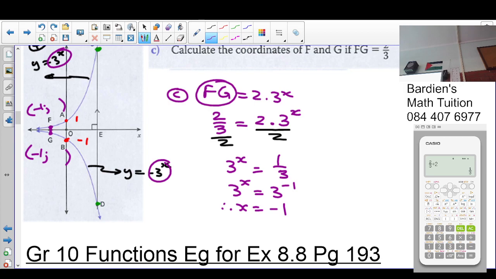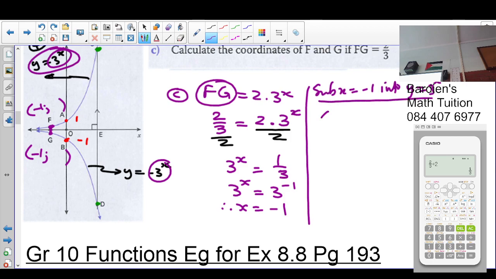So how do we get a corresponding y value? Substitute, yes. The negative 1 into, for F, this graph, not the other, because it's lying on that graph. So we'll substitute x is equal to negative 1 into y is equal to 3 to the x. So y is equal to 3 to the minus 1, which is a third, not so? So therefore, F is negative 1 and a third.